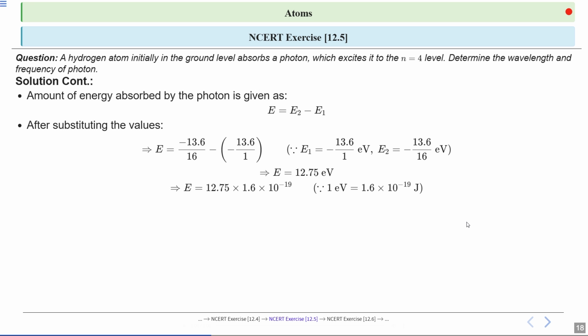Next, let's convert this energy from electron volts to joules. Since SI units are preferred for further calculations, we use the conversion factor: 1 electron volt equals 1.6 times 10 to the power minus 19 joules. So we multiply 12.75 by 1.6 times 10 to the power minus 19. This gives E equal to 2.04 times 10 to the power minus 18 joules. Notice we have the photon's energy in joules, which we can use to find its wavelength and frequency in next steps.